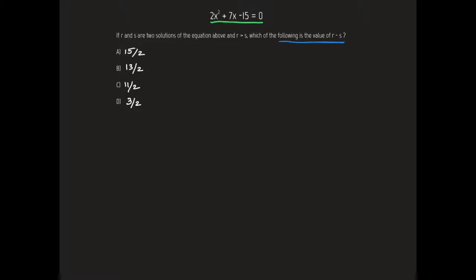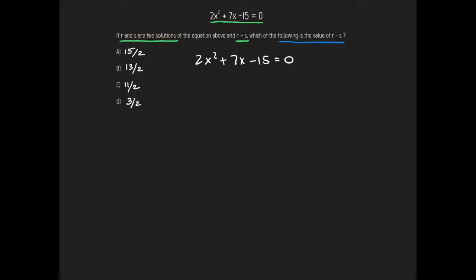Now let's get our important information. So r and s are two solutions and r is greater than s. That is all the information that we need. So we should just go ahead and solve the quadratic equation. I'm going to rewrite that: 2x squared plus 7x minus 15 is equal to 0.